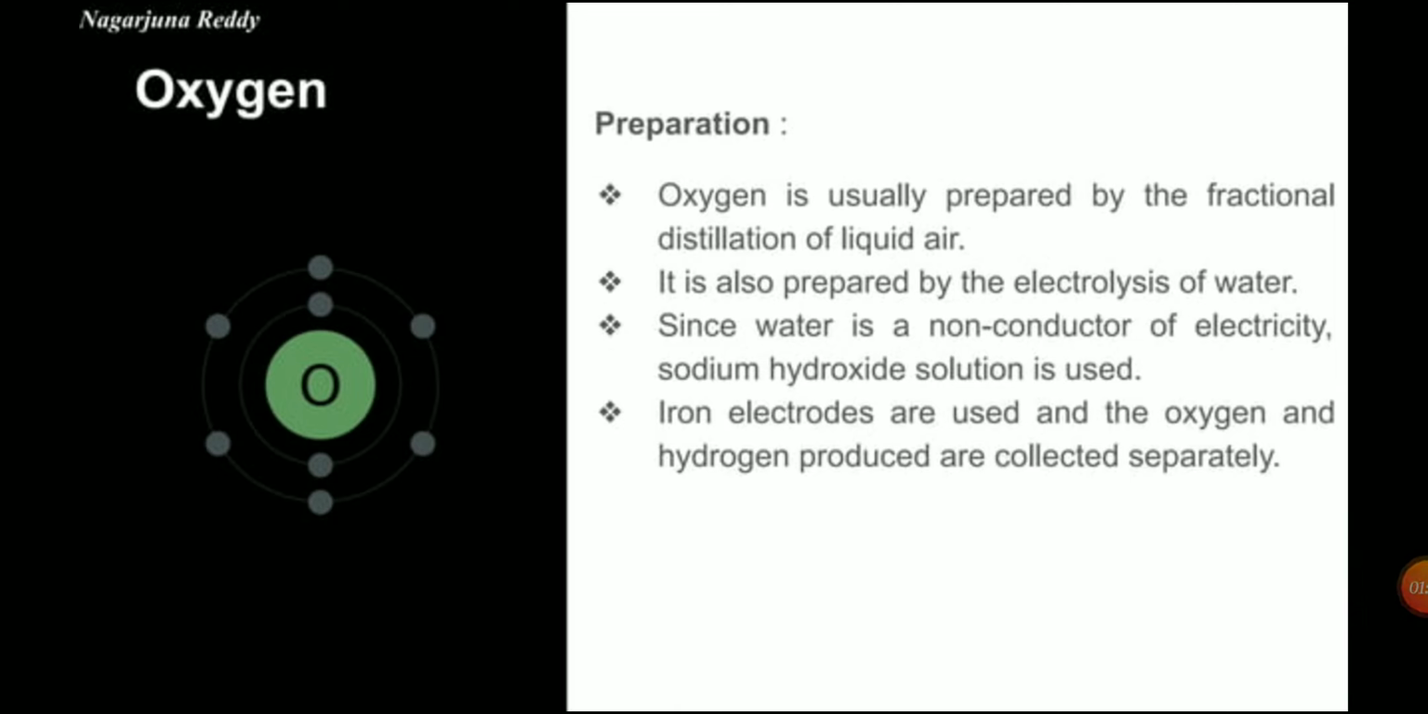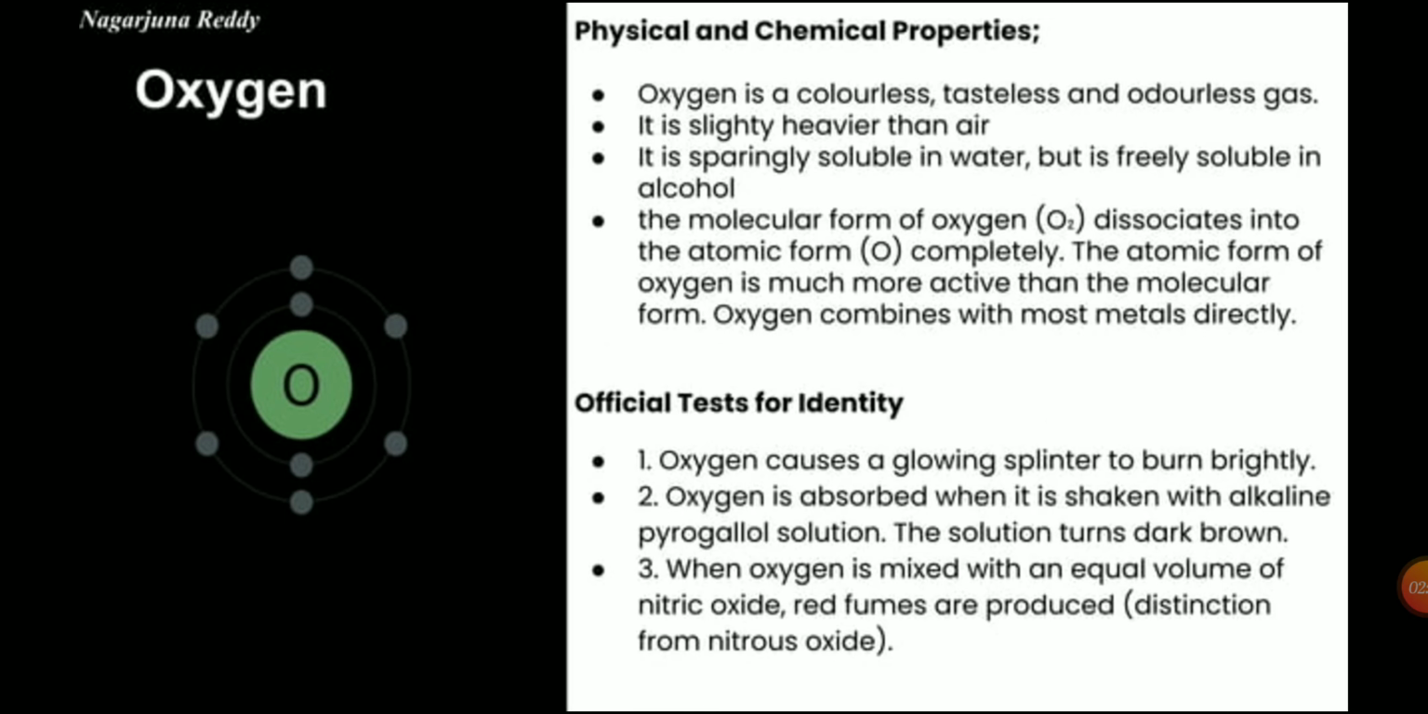The preparation of oxygen. Oxygen is usually prepared by the fractional distillation of liquid air. It is also prepared by the electrolysis of water. In the electrolysis process, since water is a non-conductor of electricity, sodium hydroxide solution is used for that. Then iron electrodes are used, and the oxygen and hydrogen produced are collected separately. So these are the different preparation methods for oxygen.